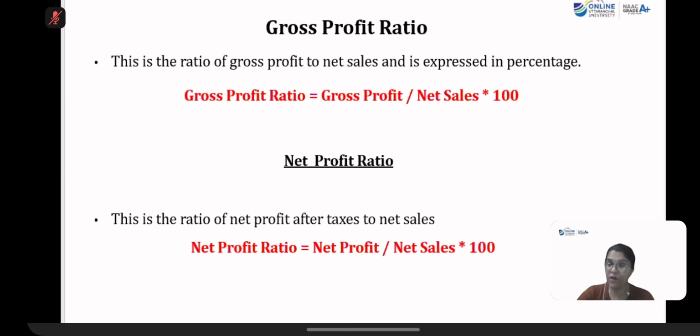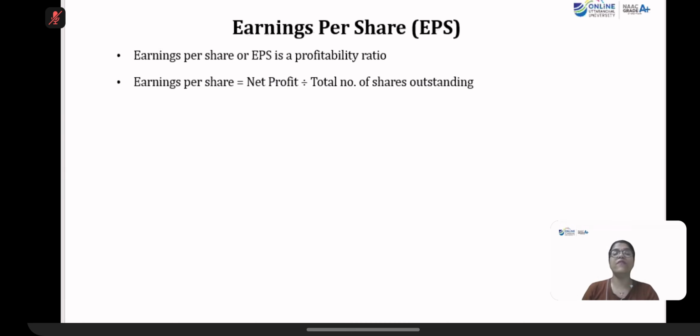Now this net profit is an indicator of a company's profitability and financial performance. It reflects the company's ability to generate profit from its core operation and manage the expenses effectively. Then you have earning per share.